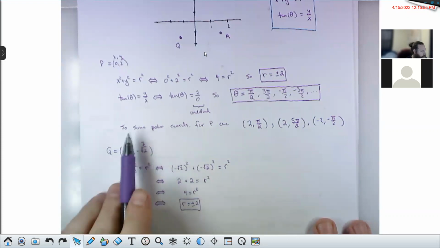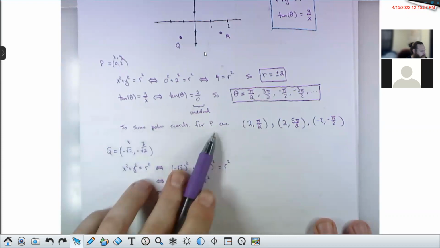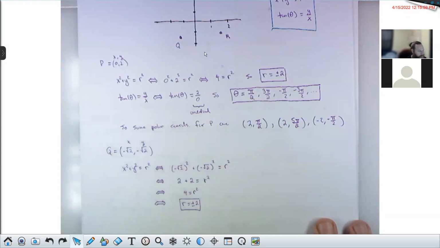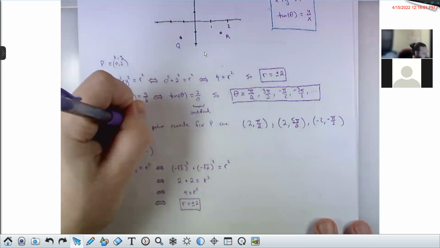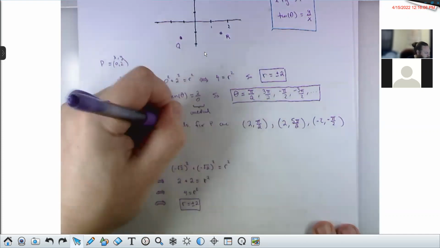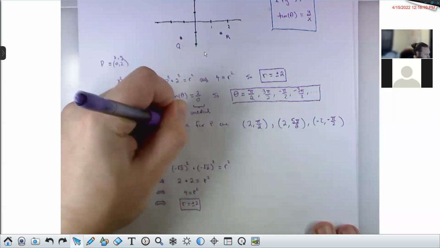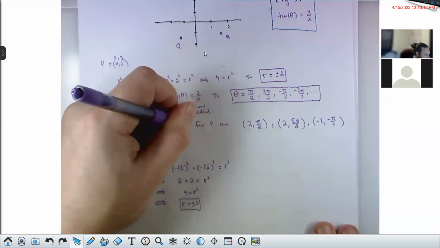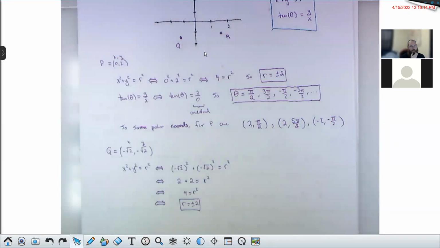So it says, some polar coordinates for P are, yeah, some polar chords. I'm abbreviating the word coordinate as chords. Some polar coordinates for P are, and then these 3 points that we gave.